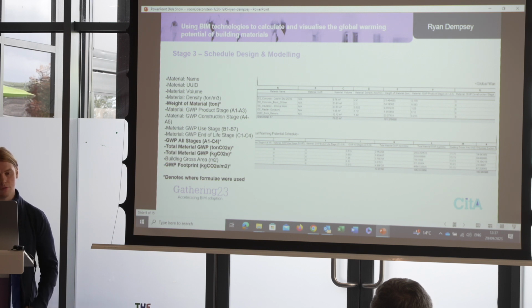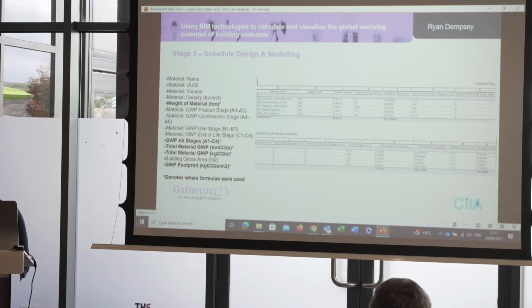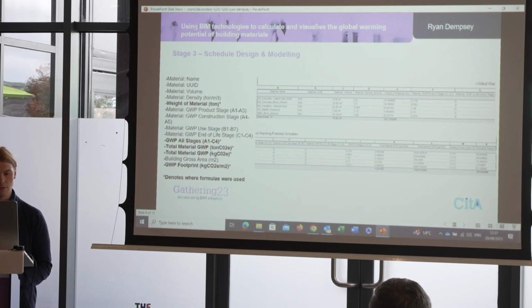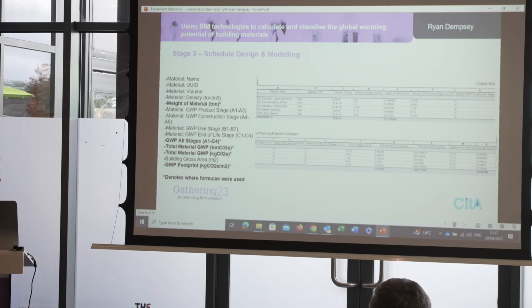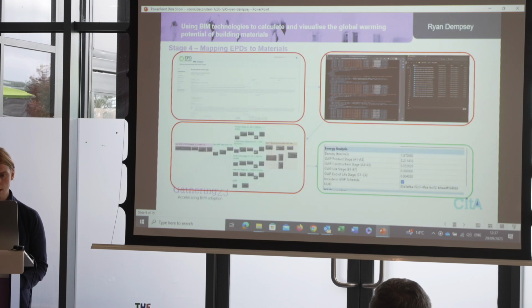So in Revit itself, I created a schedule that would be used for calculation of all the materials. So it's a material takeoff with some of the parameters here. There's the name, the unique identifier, the volume, the density, the weight of the material, the global warming potential for product, construction, use, end of life, and then a combination of all stages. There's total material GWP in tons, and also kilos, the building gross area, and then the total footprint of the building. So anywhere in bold is just where I use a formula to calculate.